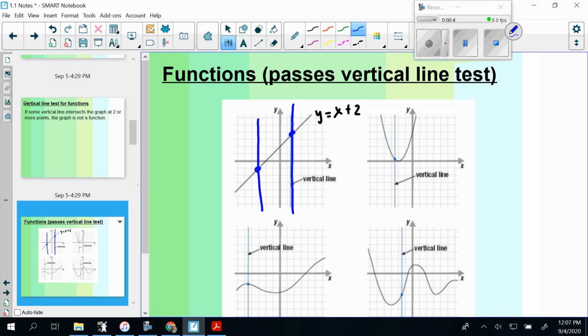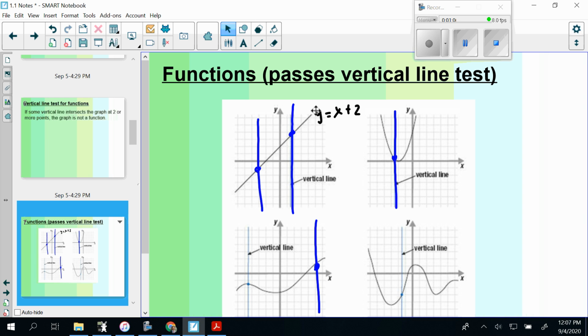That's a function. Here's a parabola in the second one, also a function because anywhere I draw a vertical line, doesn't matter where, it's only going to hit one time. And same thing with these other two on the bottom. Any vertical line I draw anywhere only hits it one spot.